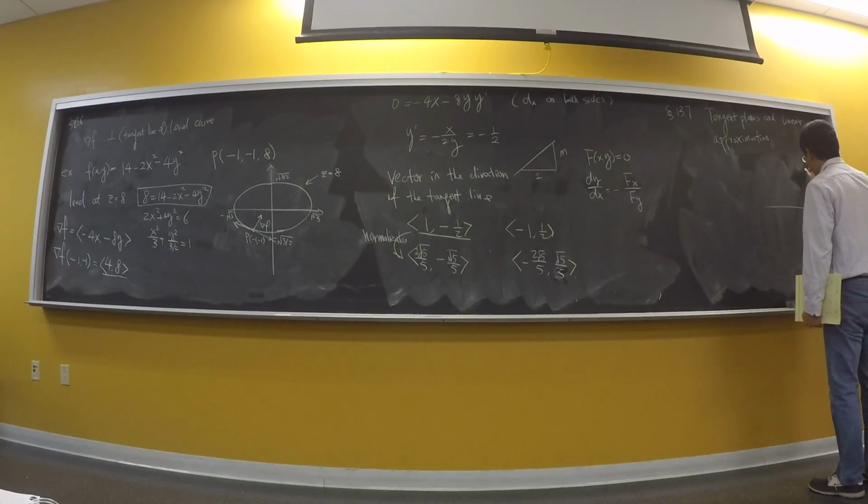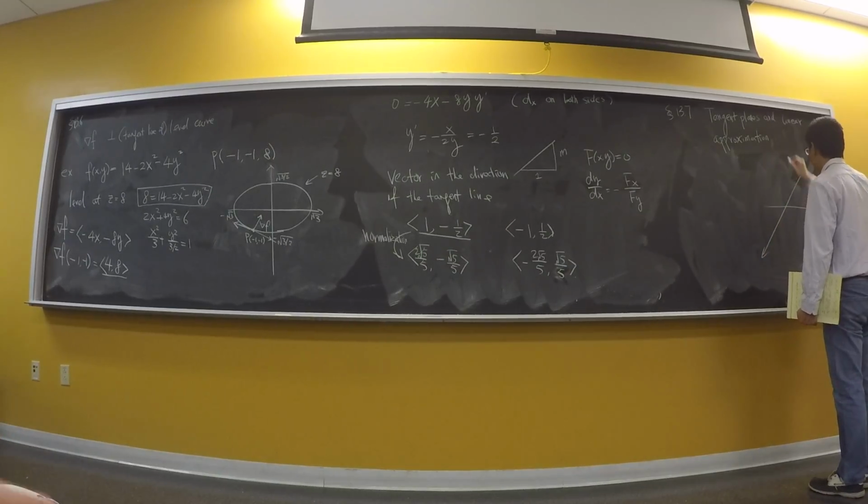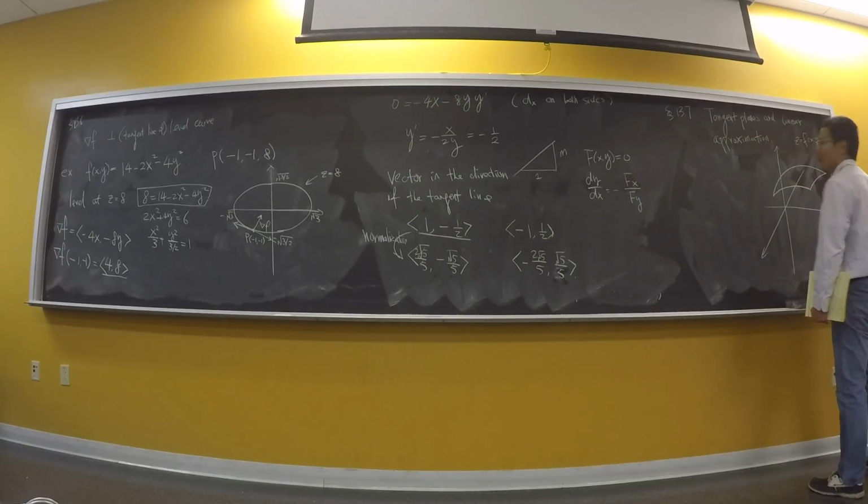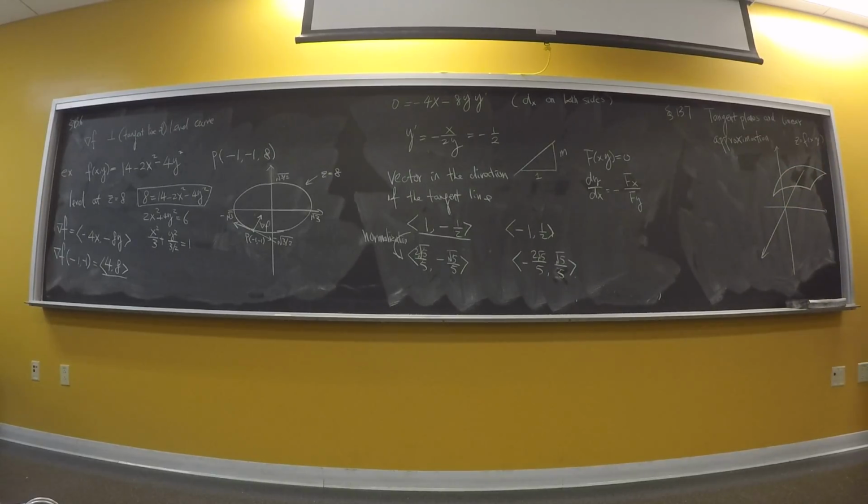If I have a function z equals f of x and y, so I have a surface as the graph of the function, right? So if I pick one point (a, b) as my base point, I can compute the partial derivatives with respect to x evaluated at this point, with respect to y evaluated at this point. And we discussed the geometric meaning of the partial derivatives.